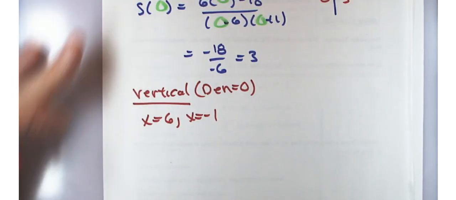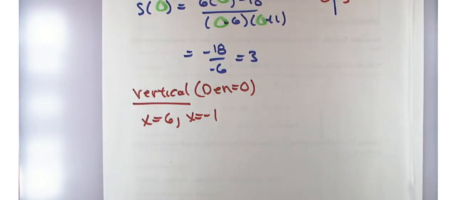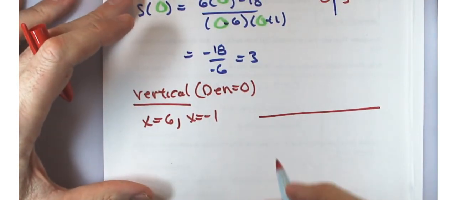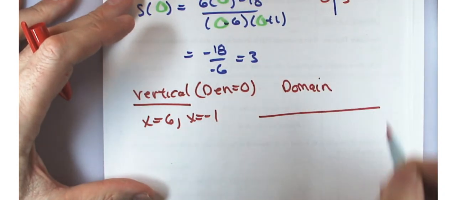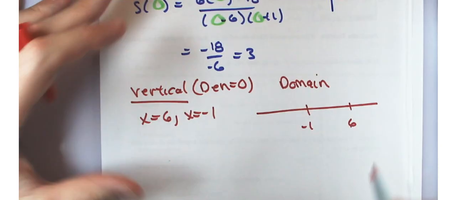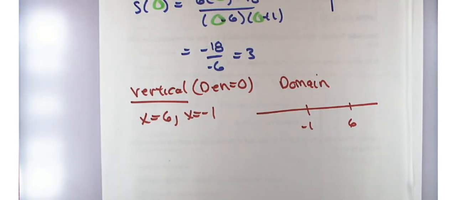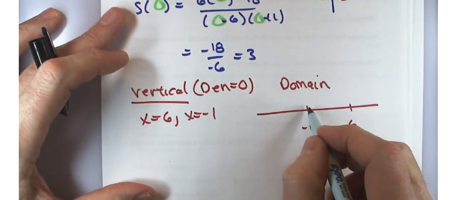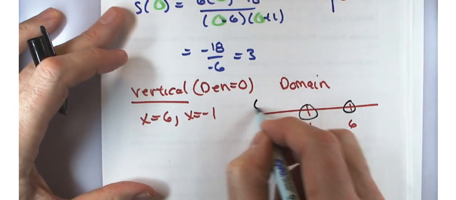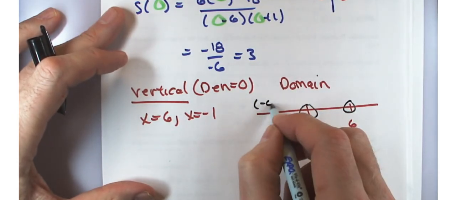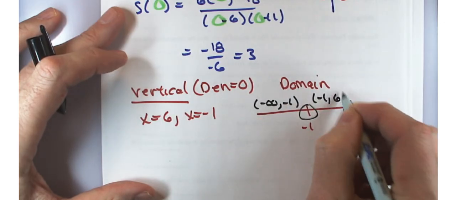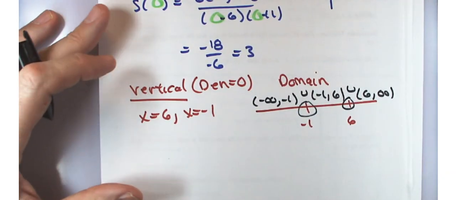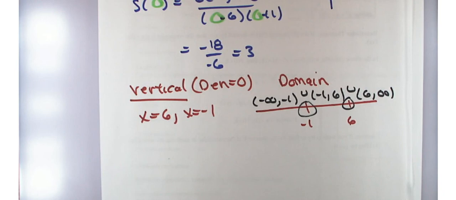By the way, that's also kind of a little bit of a hint for our domain. What's the domain going to be, please? Negative infinity to infinity excluding those two numbers. Yeah. All right. In WebAssign, you probably end up having to answer it like this: negative infinity to negative 1, negative 1 to 6, and 6 to infinity, all with parentheses. I always put the union between though. In WebAssign, you might just be putting a comma.